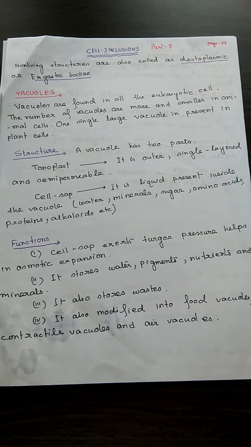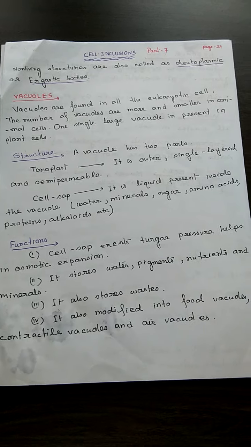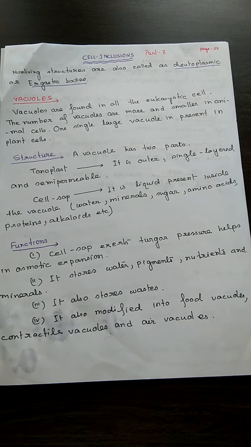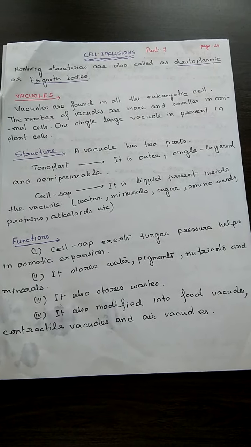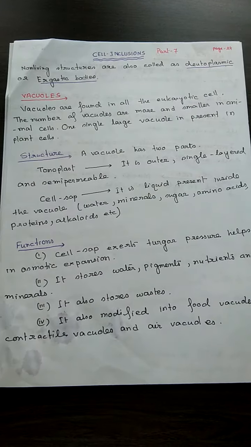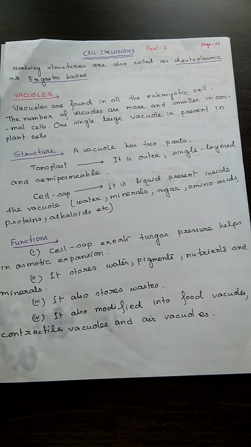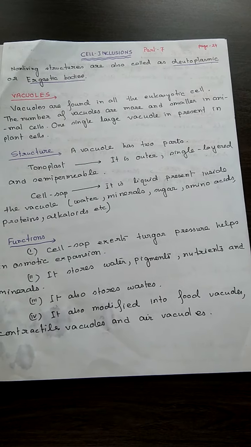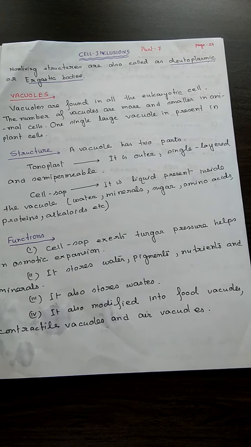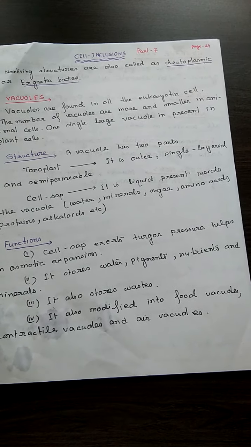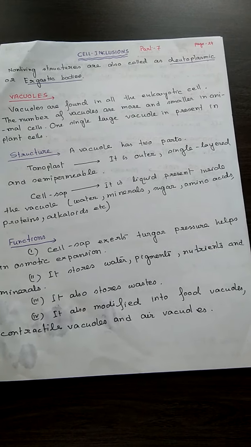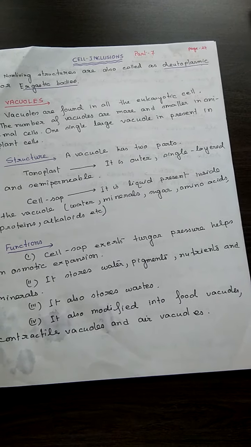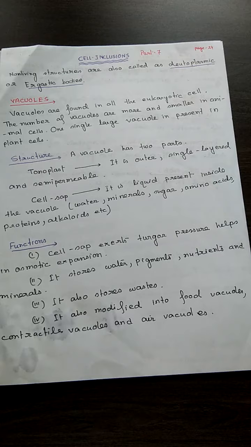Now these cell inclusions are non-living structures of the cytoplasm and are also called deutoplasmic or ergastic bodies. Now about the vacuoles. Vacuoles are found in all eukaryotic cell types. In animal cells, they are small in size but more in number, and irregular, scattered within the cytoplasm. While in the plant cell, there is a single large central or sap vacuole filled with cell sap. It occupies about 90% of the cell volume.